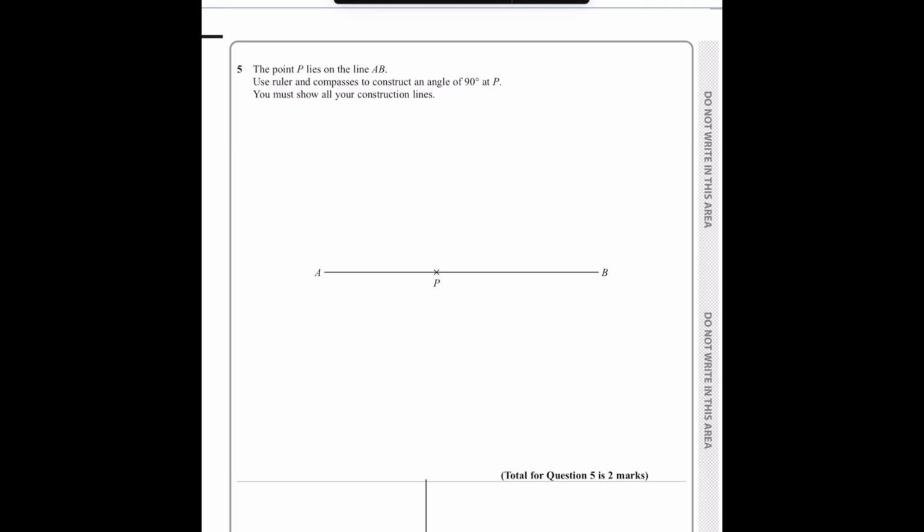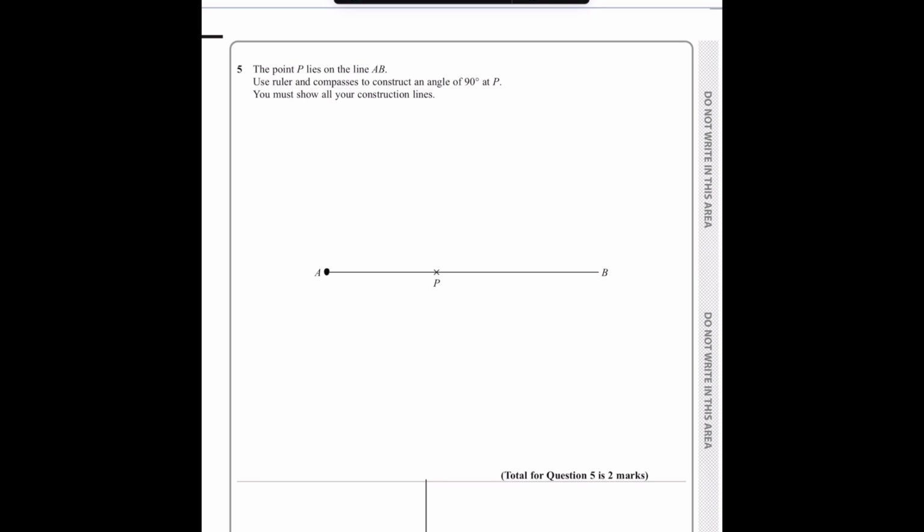Moving on to question 5 now. Question 5 says, the point P lies on the line AB. Use your ruler and compasses to construct an angle of 90 degrees. In other words, a perpendicular bisector. You must show all of your construction lines. So the key thing with this question is you want to get your compass and put one end of it firmly on the point A, and make sure that your compass is at least halfway along the line AB.